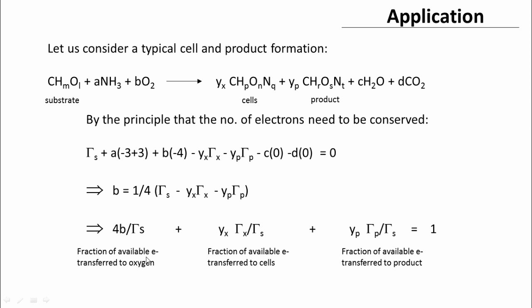There are some special symbols that we use for each of these. The fraction of available electrons transferred to oxygen is represented by epsilon. The fraction of available electrons transferred to cells is represented by eta. The fraction of available electrons transferred to the product is psi, so epsilon plus eta plus psi is 1. So this is something that we can use.